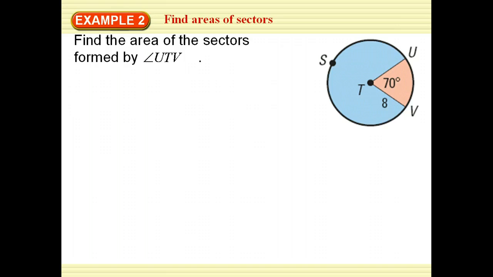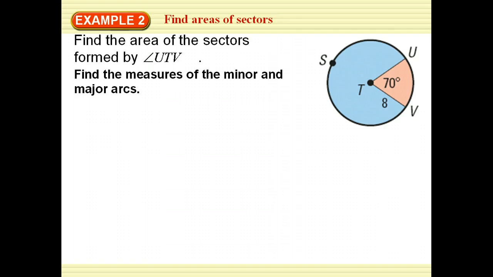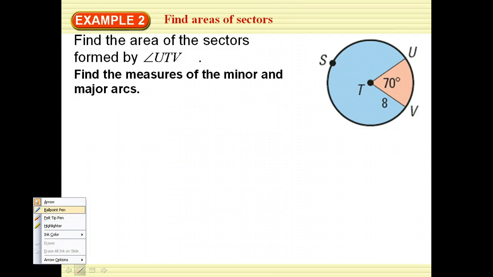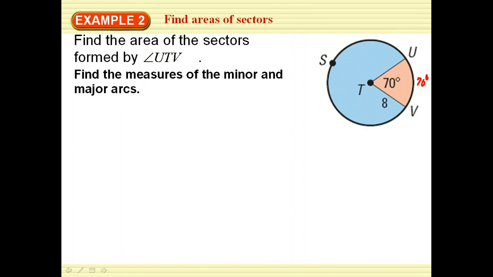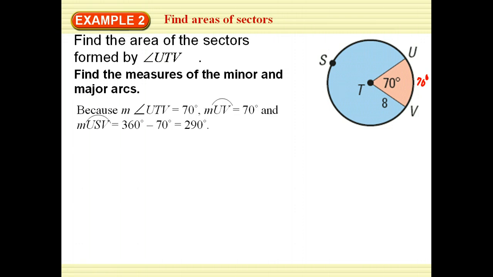So if I want to find these sectors, notice I have a red sector and a blue sector here, and I'm going to find both of them. First, I'll start off by getting the measures of the minor and major arcs. We already see that we have a central angle of 70, so that makes the measure of the minor arc 70 degrees, and the measure of the major arc then is 360 minus 70, or 290 degrees.